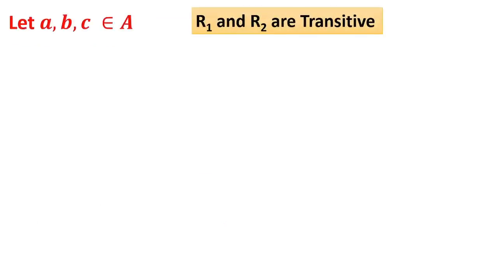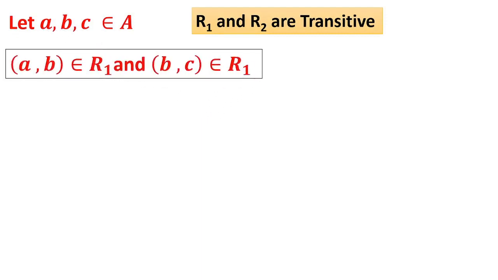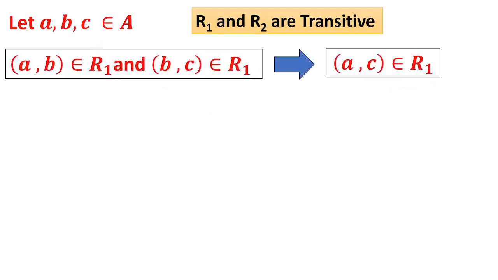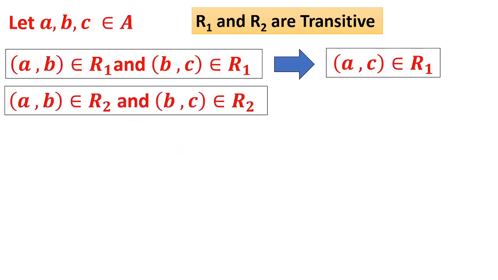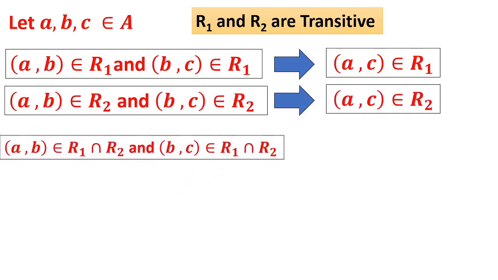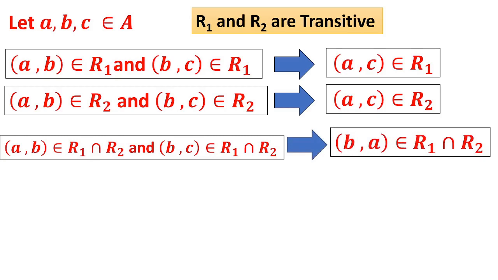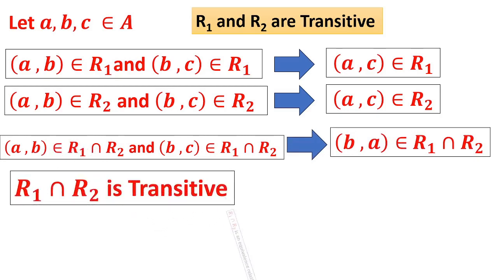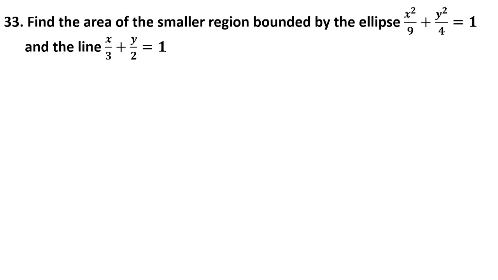Let us move on to transitivity, taking three elements. (A, B) belongs to R1 and (B, C) belongs to R1. All of you know that (A, C) will be in R1. If (A, B) is in R2 and (B, C) is in R2, then (A, C) will be in R2 because R1 and R2 are transitive. Now (A, B) is in R1 intersection R2 and (B, C) is in R1 intersection R2, which implies (A, C) will be in R1 intersection R2. Therefore, it is a transitive relation. Therefore, it is an equivalence relation.